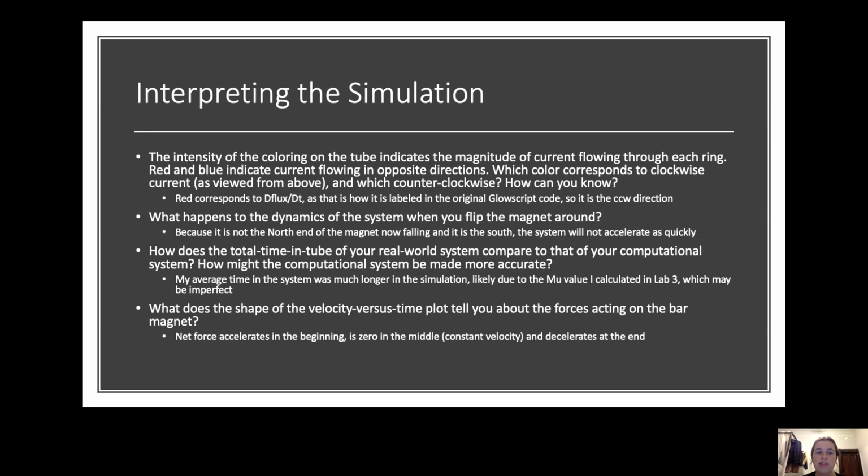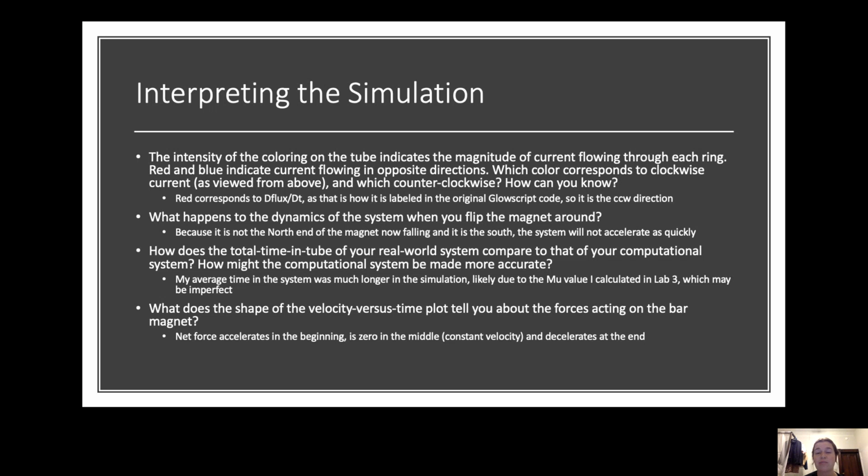So to interpret the simulation, you're looking at it from above, and the red and blue indicates current flowing in opposite directions. What color corresponds to clockwise current as viewed from above, and which counterclockwise? How can you know? I found that the red corresponds to deflux UT, as it's labeled that way in the Closed Script code. This would be the counterclockwise direction, and the blue would be the clockwise direction.